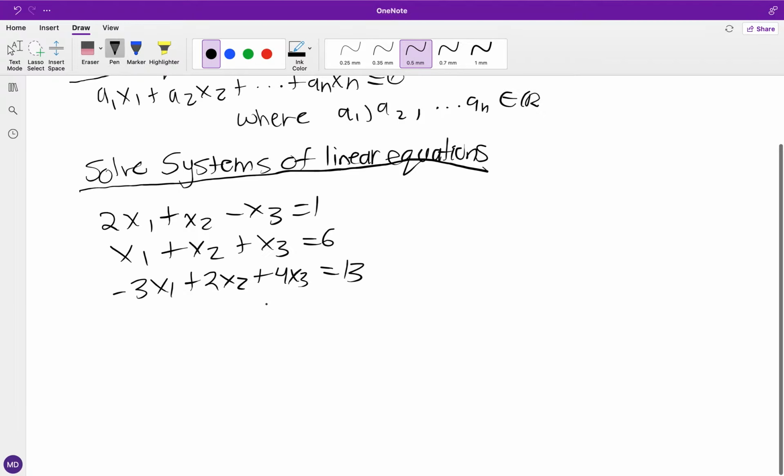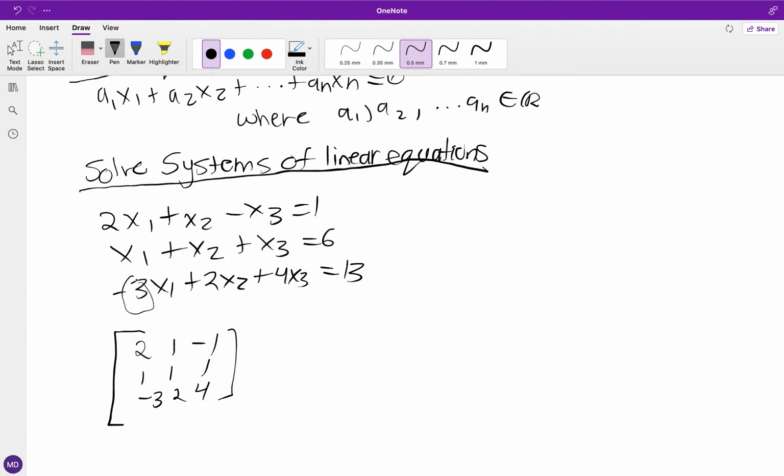Now in linear algebra, we're lazy. We don't like to write a lot of things in long ways, so we often write this in a compact form. We like to write a matrix with the coefficients here. So in the matrix, we'd have 2, 1, negative 1, 1, 1, 1, negative 3, 2, and 4. So these are our coefficients in our equation. This would be a1, this would be a2. We multiply this by our vector x1, x2, x3, and that is equal to the right side of our equation, which is 1, 6, 13.